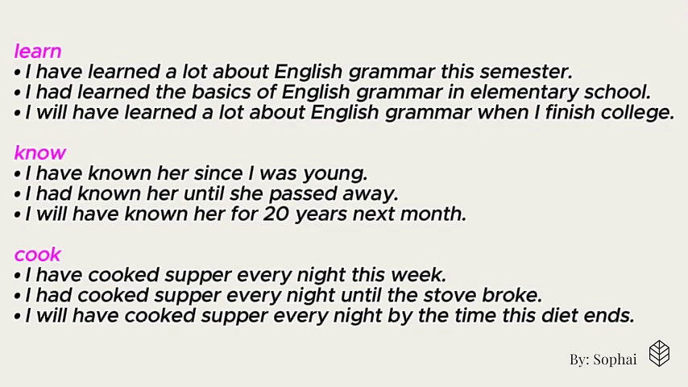Learn. I have learned a lot about English grammar this semester. I had learned the basics of English grammar in elementary school. I will have learned a lot about English grammar when I finish college. I have known her since I was young. I had known her until she passed away. I will have known her for 20 years next month. Cook. I have cooked supper every night this week. I had cooked supper every night until the stove broke. I will have cooked supper every night by the time this diet ends.